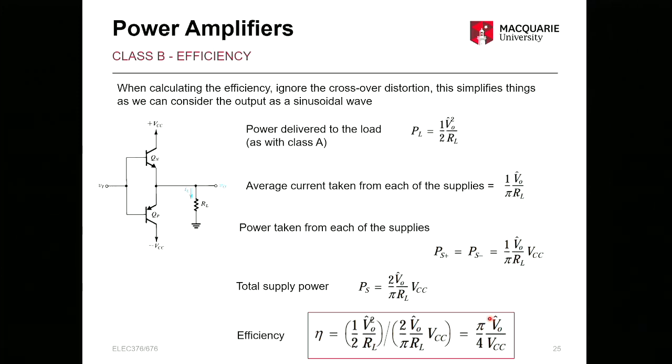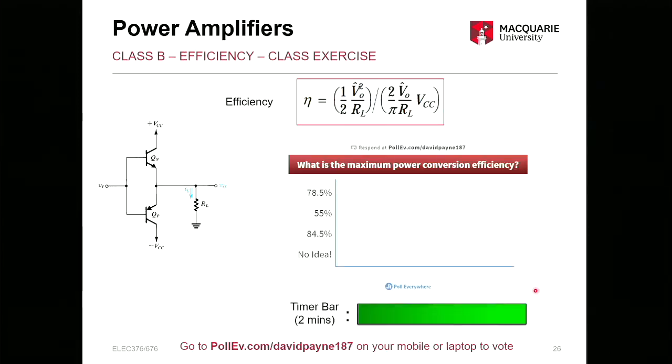So in the simplest case, PL over PS is this equation here. You can simplify that down, obviously, because you've got a lot of the same terms. Pi over 4, V out peak over VCC. So pretty straightforward to get to the efficiency there. So, quick question, this shouldn't take too long. What's the maximum efficiency of a Class B power amp?